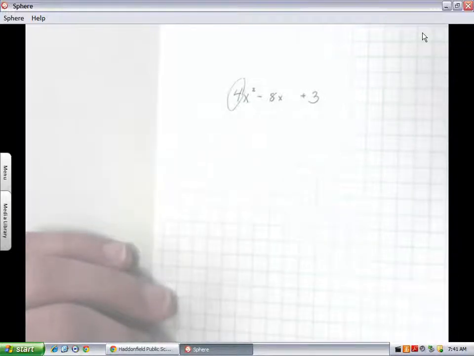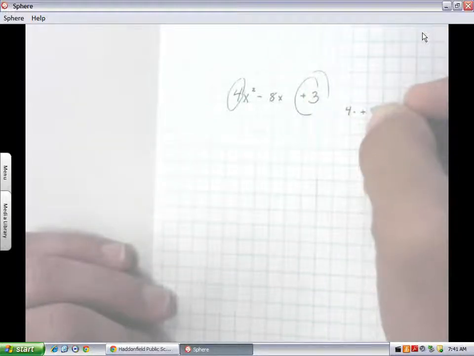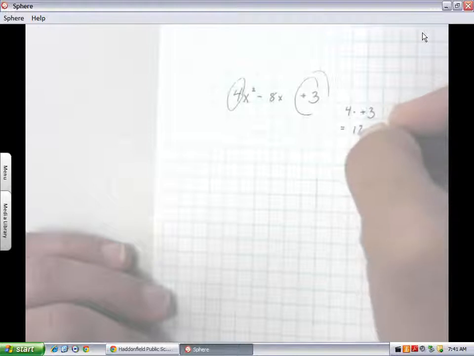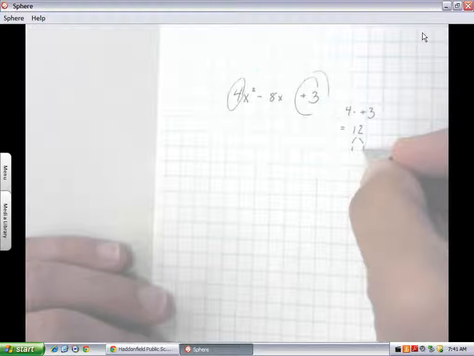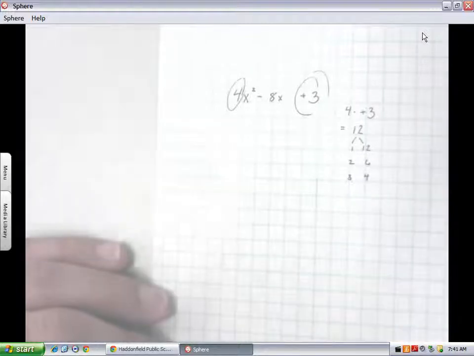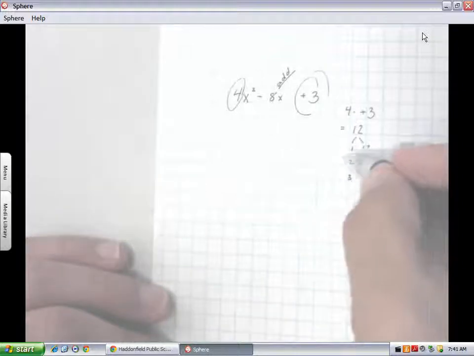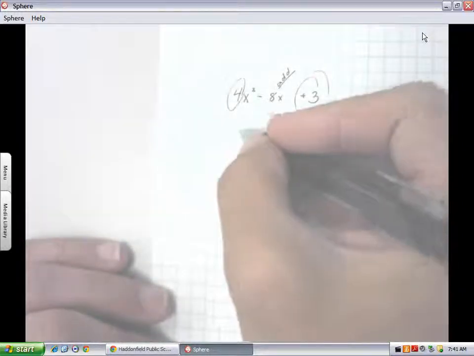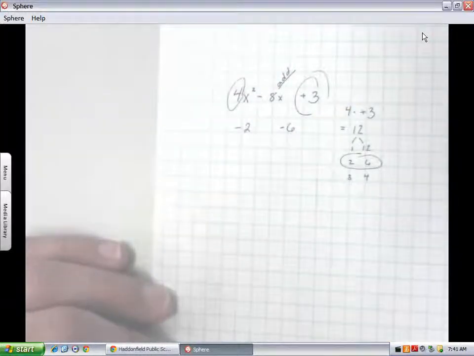I start by taking the a and the c, multiplying them together. So 4 times positive 3 is positive 12. Now I'm going to list my factors of 12. 1 and 12, 2 and 6, 3 and 4. And I'm looking for the two factors that will add to get my b, my negative 8. Well, that's 2 and 6, if it's negative 2 and negative 6. And that's okay because negative 2 times negative 6 is a positive 12.